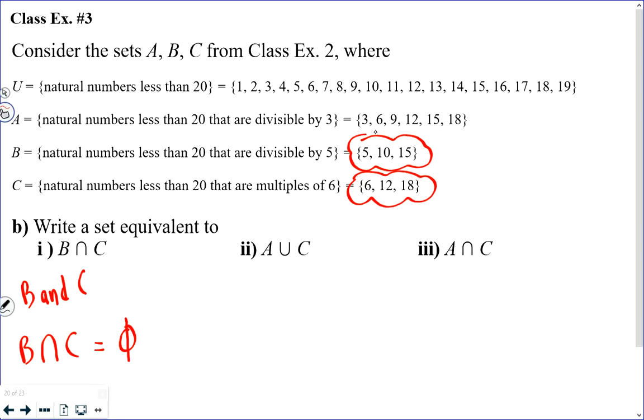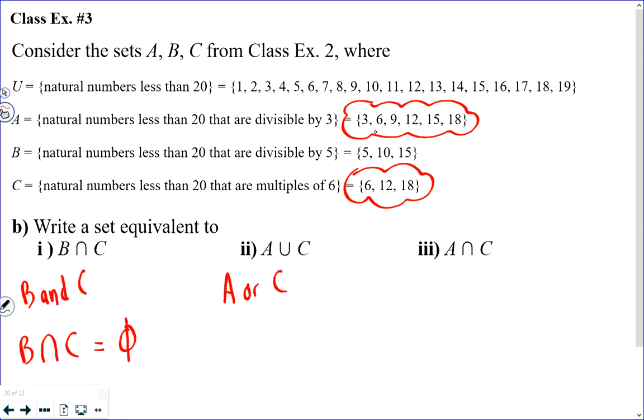What about the union of A and C? Well, the union of A and C is all of the items, whether they are in A or C or both, right? This is A or C. Well, 3 is in A or C. So is 6, so is 9, so is 12, so is 15, so is 18.